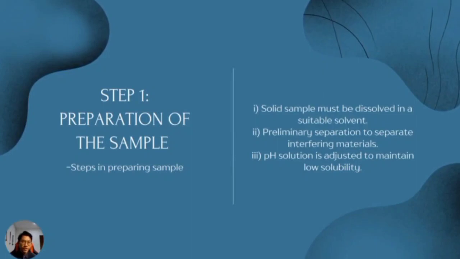So, step 1, preparation of the sample. To see how it is done, the first thing you need to know is that the solid sample must be dissolved in a suitable solvent. The second is preliminary separation, which is to separate interfering materials, and the third is that the pH of the solution is adjusted to maintain low solubility.